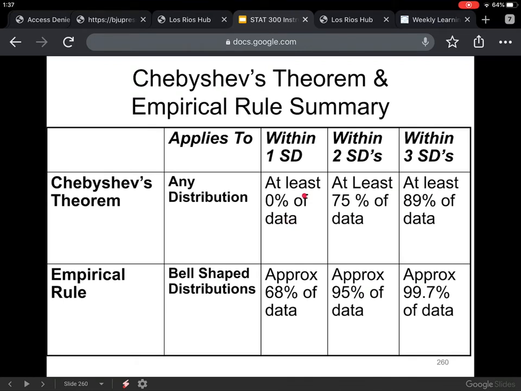Notice we can guarantee at least something within 1 standard deviation, right? Then within 2 standard deviations, we guarantee 75%, and within 3 standard deviations, about 89% of the data. At least that much. It could be more, and it is more if there is symmetry, right? Because of the symmetry of the empirical rule for the bell-shaped curve, we have 99.7% of the data there.